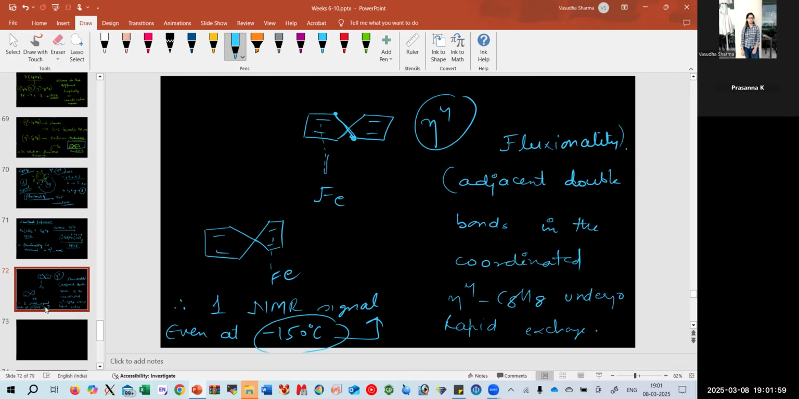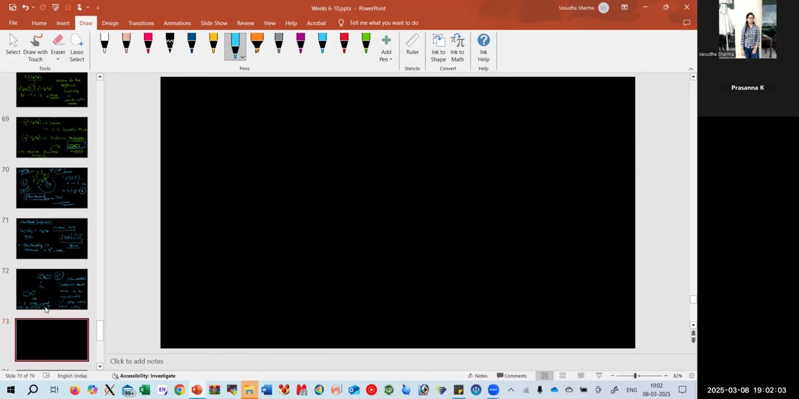So now moving towards it, as I said, it can act as both a bridging as well as a terminal ligand. So we can see another property of C8H8 complexes in bridging mode.